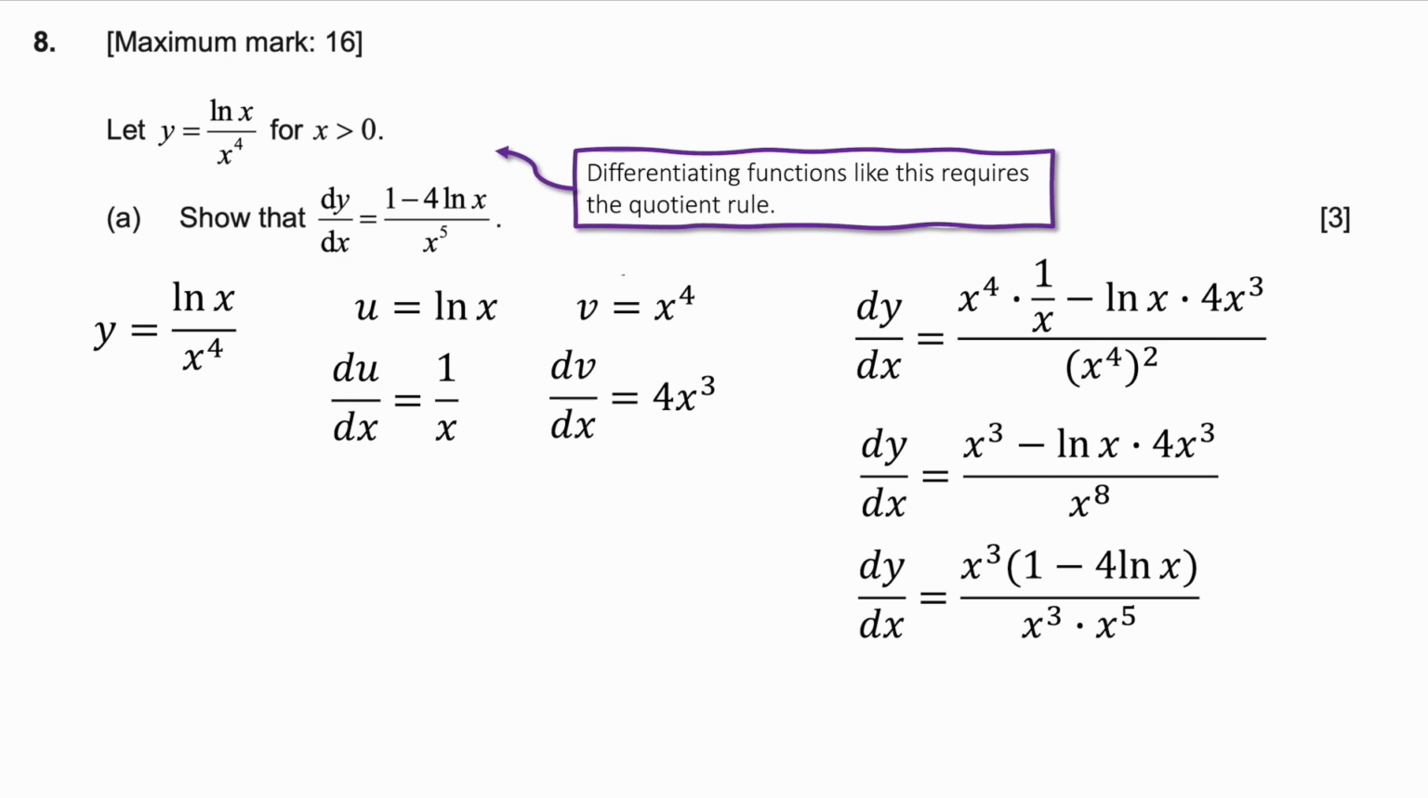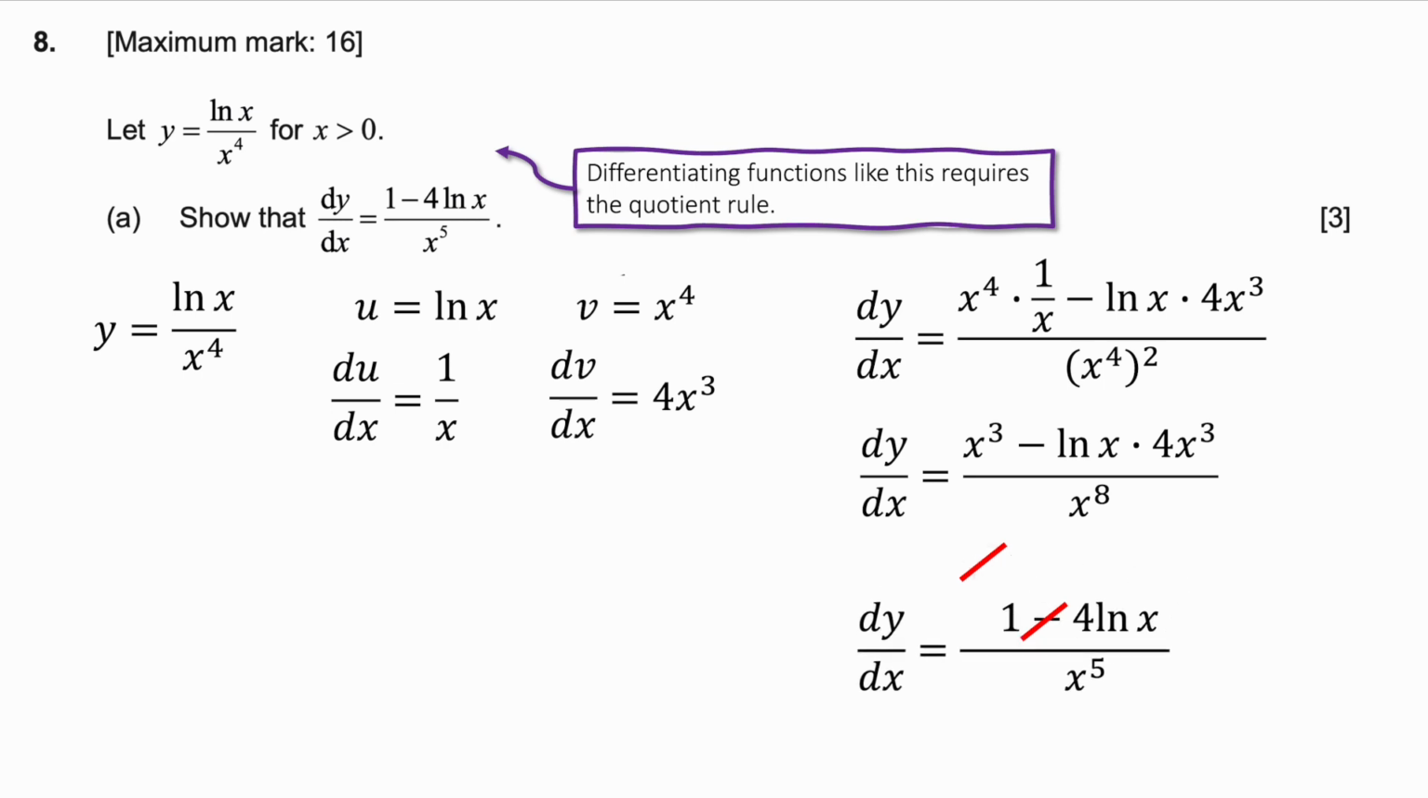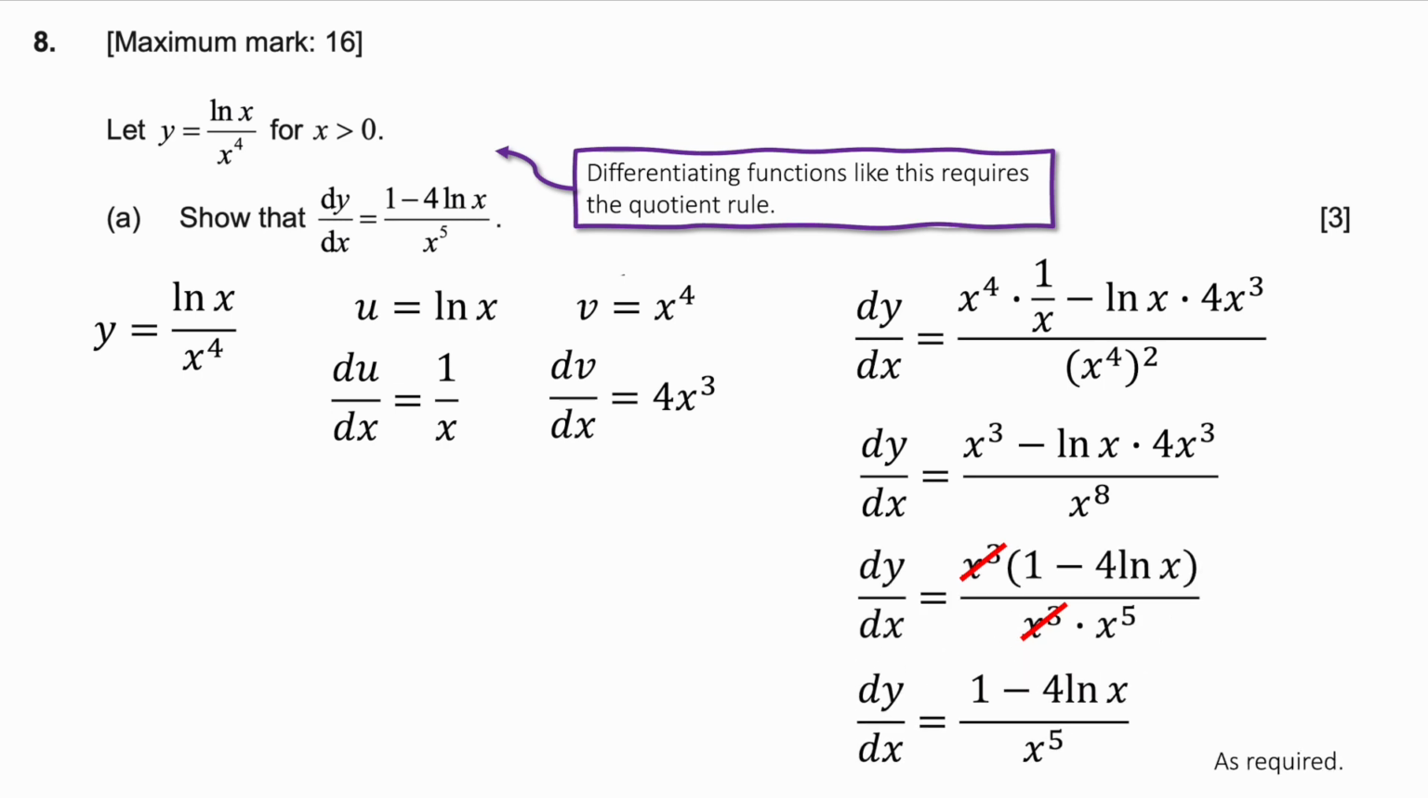And we can also factorize an x to the power 3 out of the top and the bottom. So you see on the top we've got x cubed and we've got 4x cubed. We're going to take the x cubed outside. We've also got x to the power 8, which can be split into x to the power 3 times x to the power 5. And that's really useful because now we can simplify really nicely. So that factorizing step was the simplest way, just to find x cubed and x cubed, which can come out at the top and bottom. We cancel, and we're left with 1 minus 4 ln x over x to the power 5 as required. That is what the question asks for.